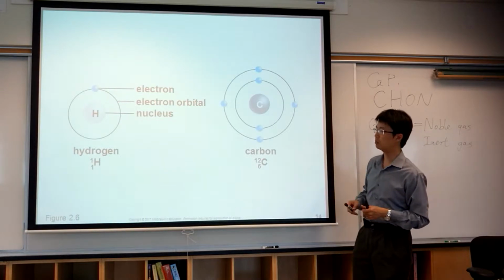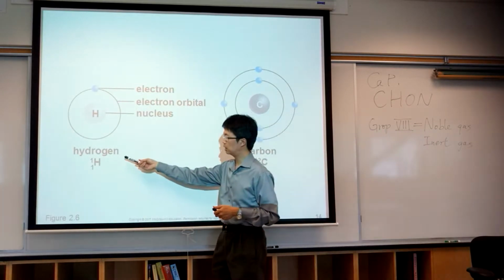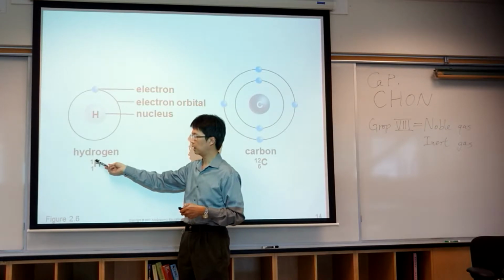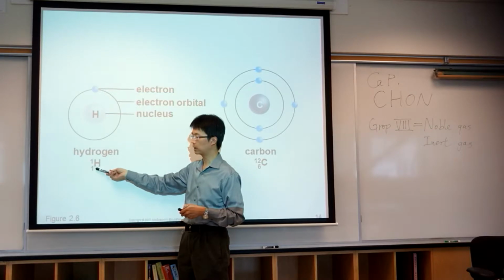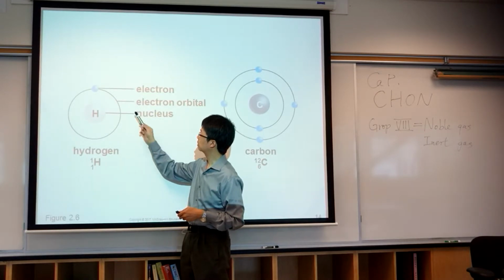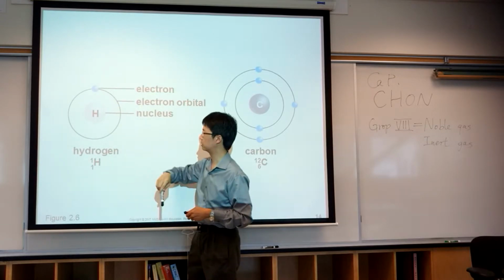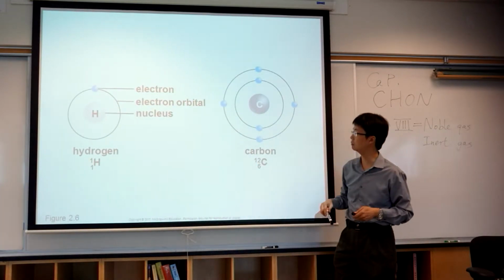So let's give an example. Hydrogen, the mass number is 1. That means it has 1 proton and no neutron. The atomic number is 1, which means it has 1 proton only. So in the nucleus you have 1 proton, and you have 1 electron. So this is the neutral hydrogen atom.